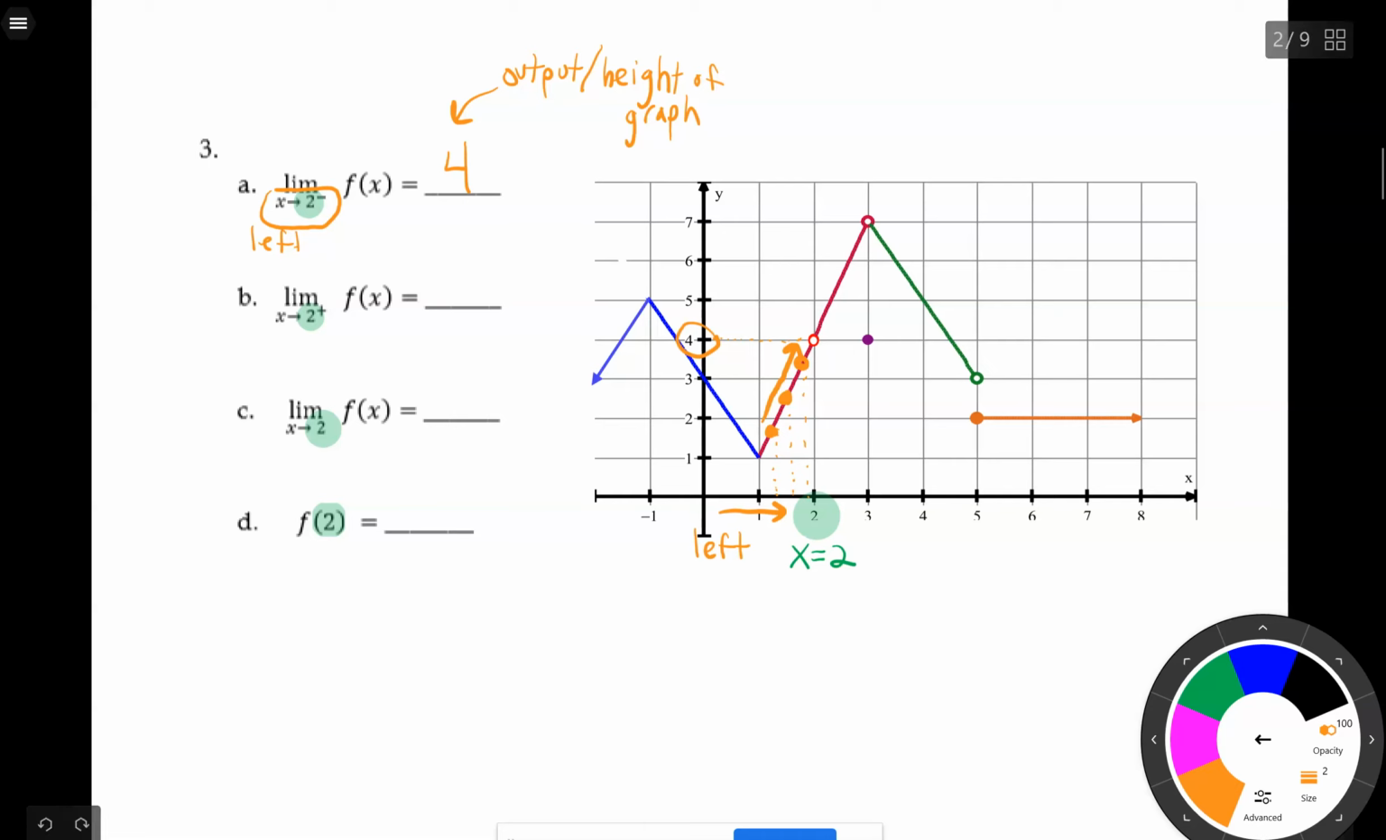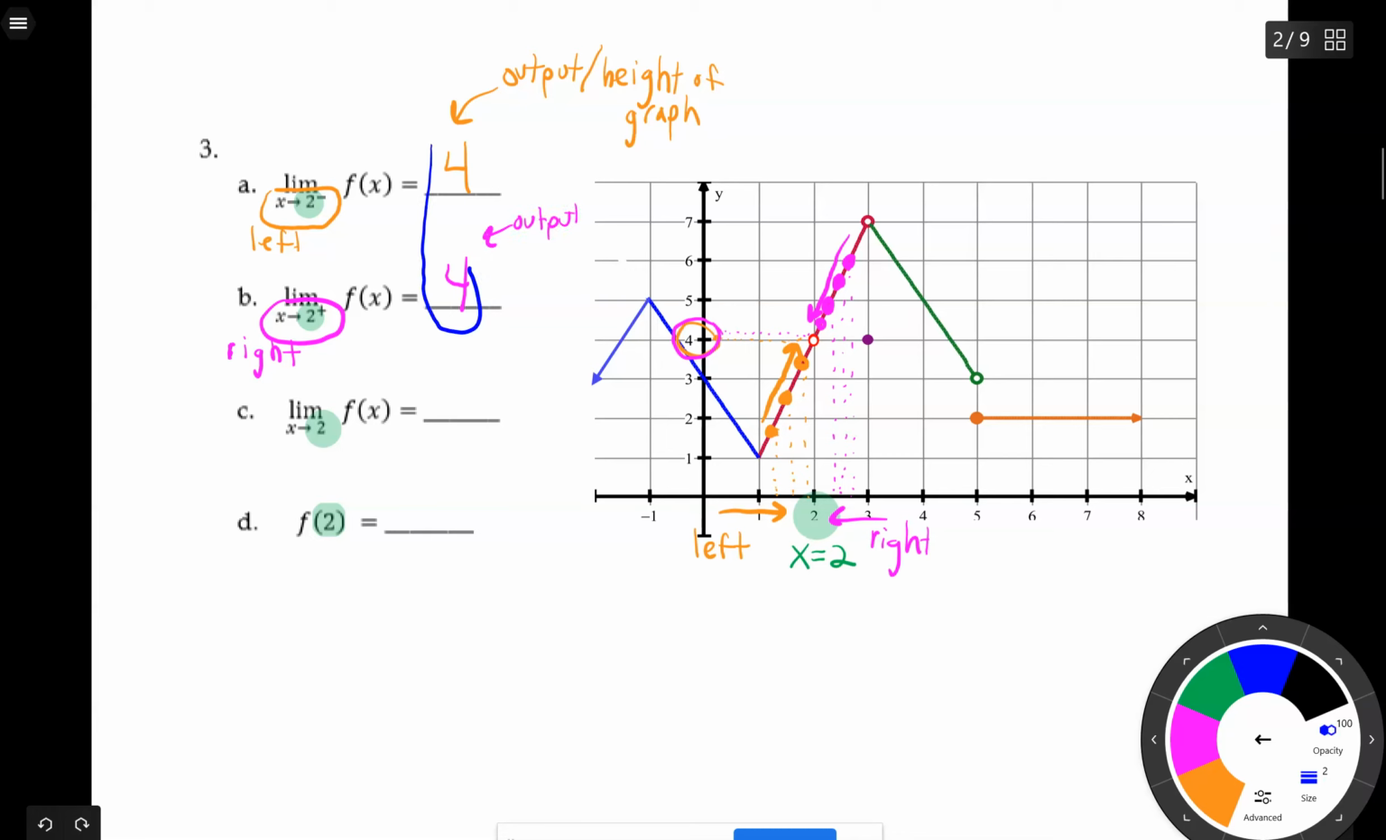Okay. And now we're going to approach from the other side. We're going to approach from the right. What is happening to the heights of the graph as I go from the right? Well, if I start far away from 2, my height's way up here. But as I get closer and closer to 2, my heights are dropping. It's dropping and dropping, but it's not dropping forever. It's getting closer and closer again to this height of 4. So again, my output, my height of my graph, is getting closer and closer to 4.